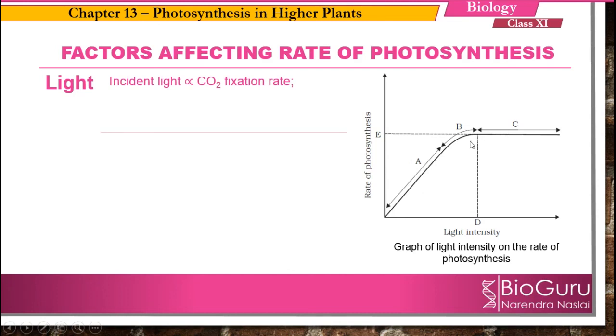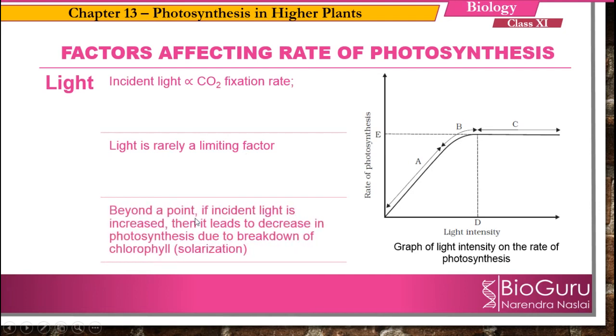Beyond a point, if incident light is increased, then it leads to a decrease in photosynthesis due to breakdown of chlorophyll and finally death of the cell. This phenomenon is called solarization. Here, light is rarely a limiting factor. As I already told you, beyond a point, if incident light is increased, it leads to a decrease in photosynthesis due to breakdown of chlorophyll. That is called solarization. Please note it down. It is very important for 1 mark.